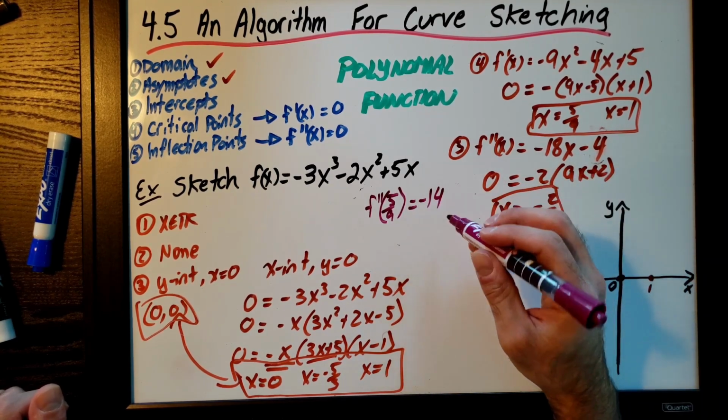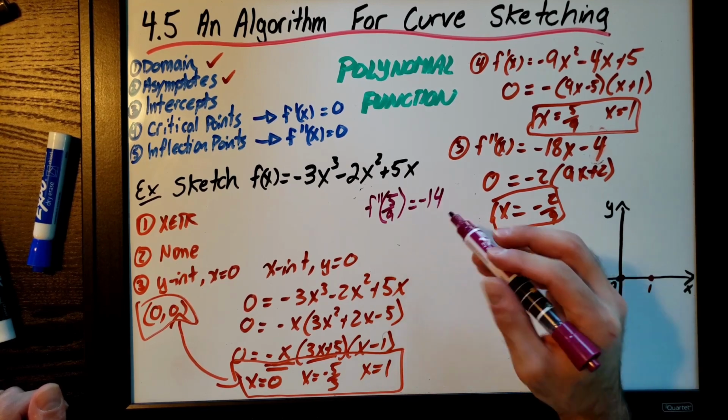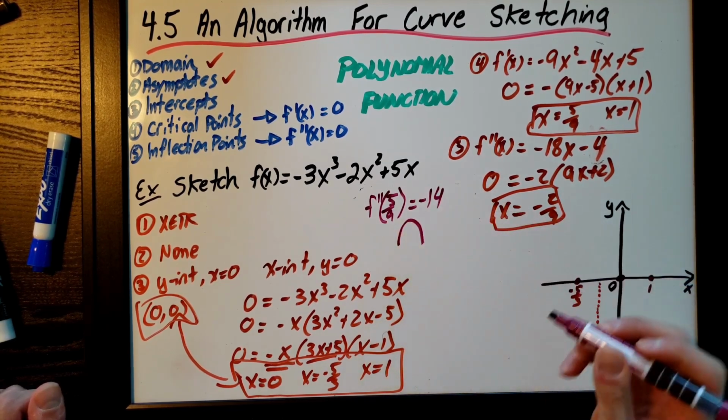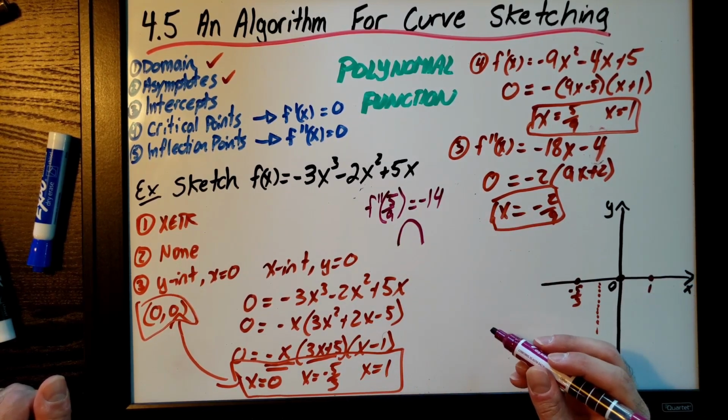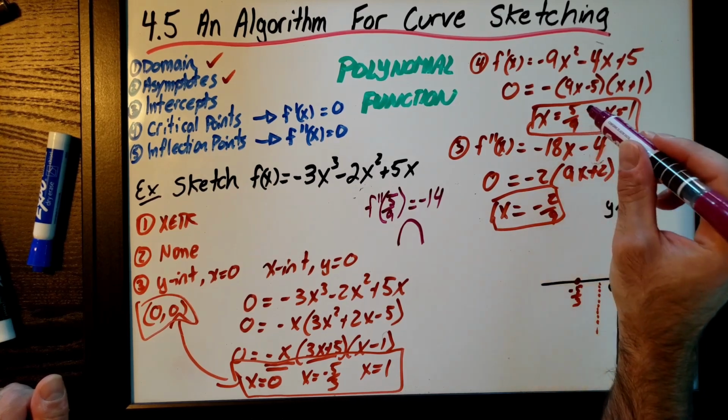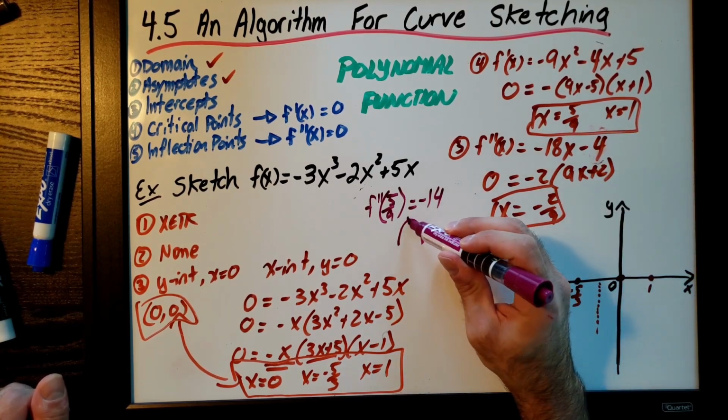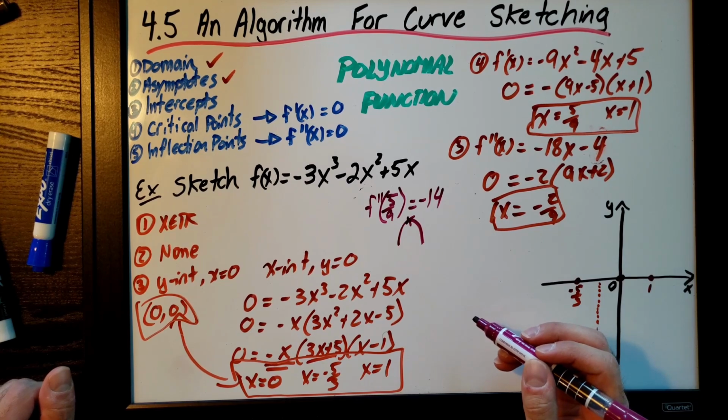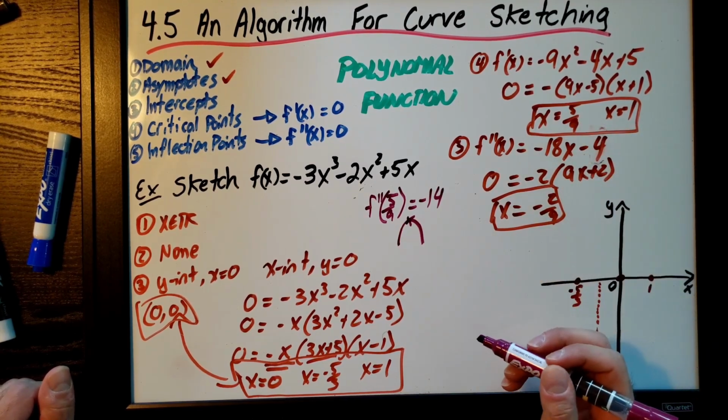And because this is a negative number, I know that if my second derivative is less than 0, it's concave down in this section of the graph. Well, if the slope of the tangent is 0 and it's concave down, it must be a maximum value. Okay, so right away I know that 5 over 9 is a maximum value.